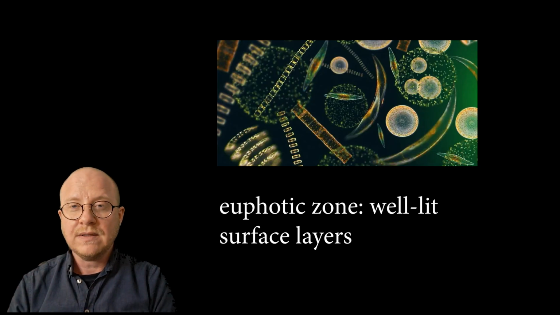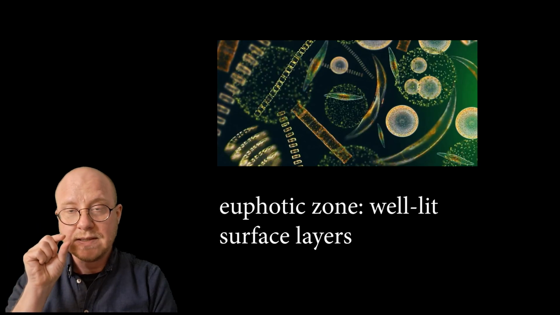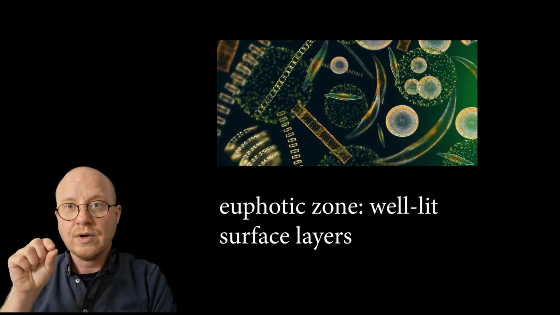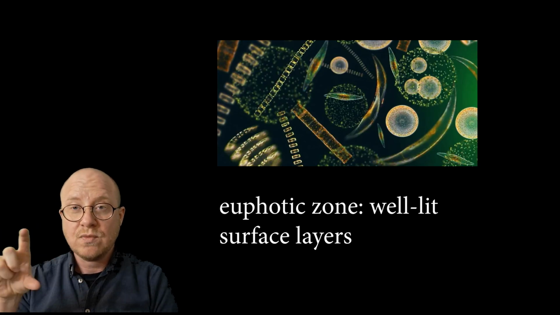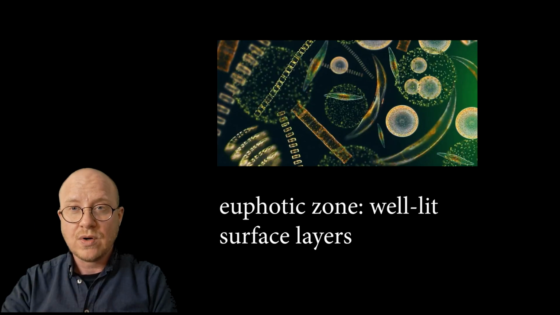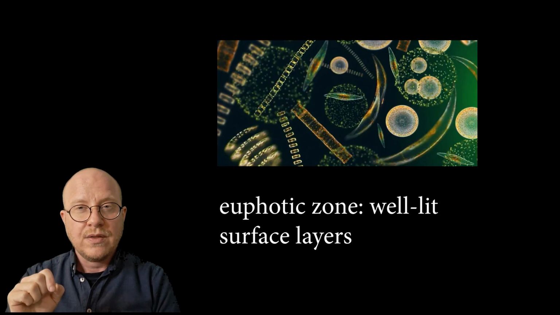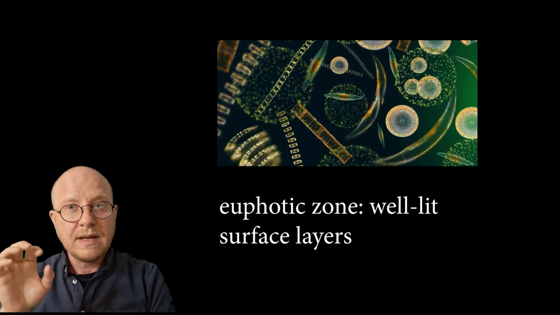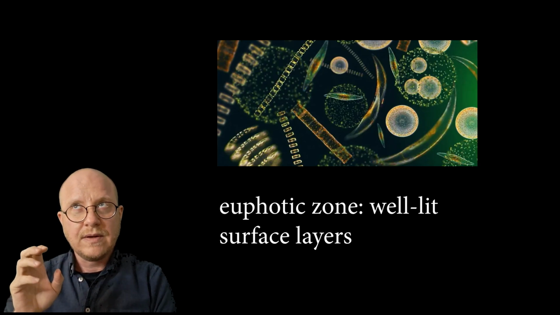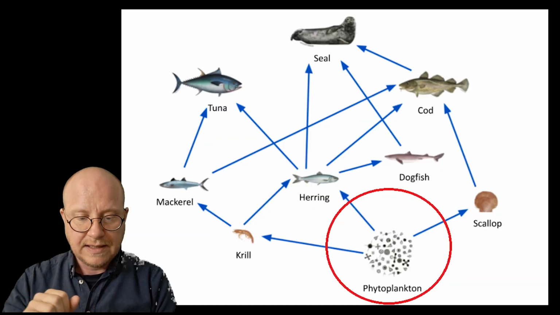So these are little organisms that live in water where the sun can reach, so not so low down that it's too dark. They live in the surface water, and they're not really plants, but they're kind of plant-like. And they're called phytoplankton.